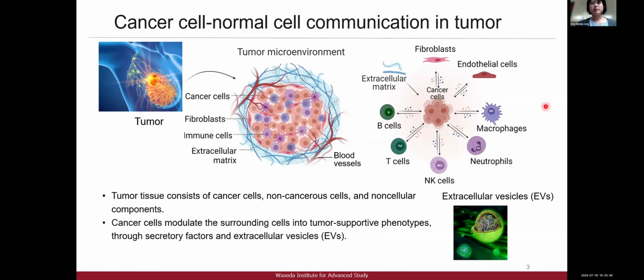Tumors arise in many locations in our body, but a tumor is not only a mass of cancer cells. It also consists of a variety of infiltrated non-cancerous cells, such as immune cells, endothelial cells and fibroblasts, and also non-cellular scaffolding components like collagens and other extracellular matrix.